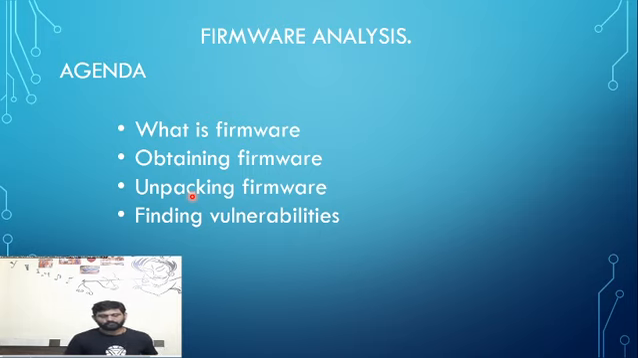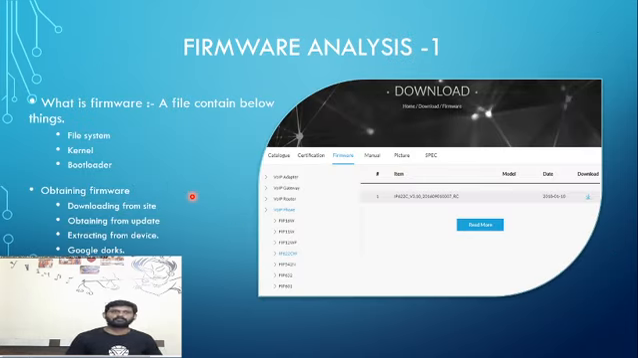So the agenda for this firmware analysis talk is to identify what firmware is, obtaining firmware, ways to obtain the firmware, unpacking firmware, and finding vulnerabilities inside the firmware. So here is the best part of device testing: if you are doing a white box test, then you get a firmware. That will help you identify the directories, entry points, or network services running on it using the firmware itself.